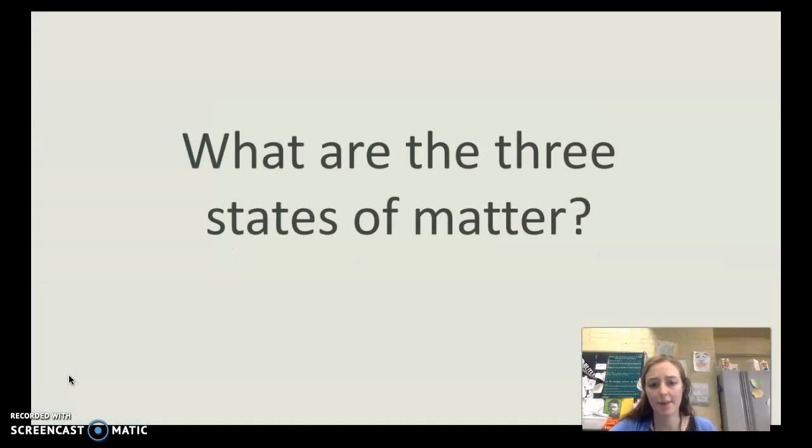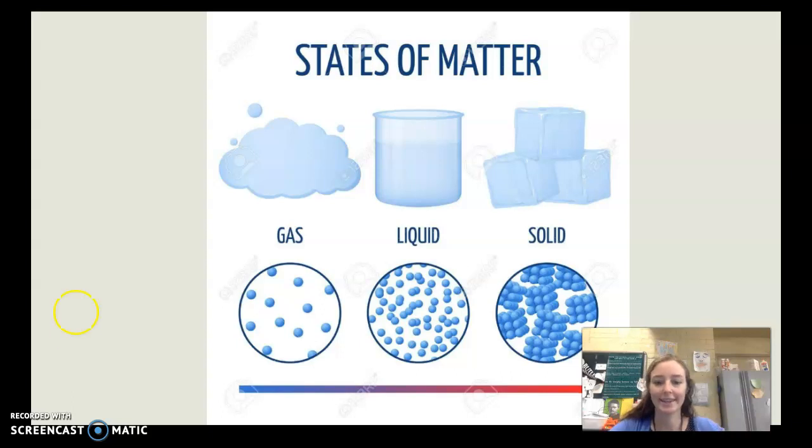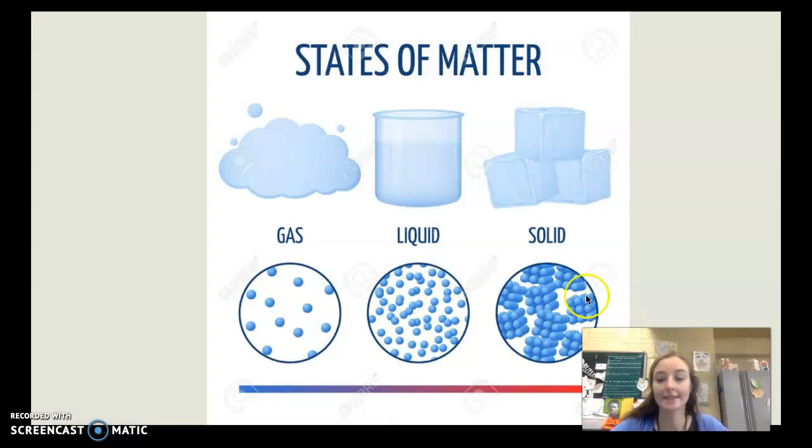What are the three states of matter? You probably know this. We have solid, liquid, and gas. Pause the video and draw these particle pictures as well. Notice that in the solids, the atoms are really close together. The liquids, they're a little farther apart, and then the gas, they're even farther apart.